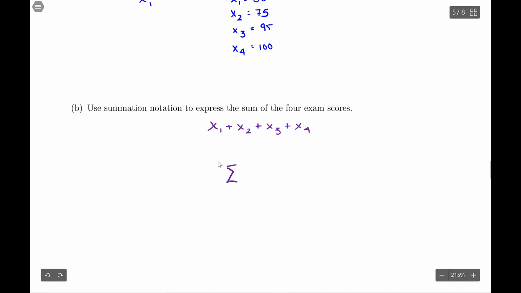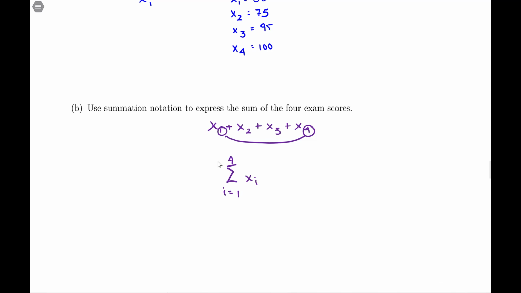So the first thing we start out with is sigma. Our index, our i, starts at 1, and I wrote down 4. It starts at 1, and then it goes to 4. So then our 4 is the maximum value for the summation notation. And then we just simply write out X sub i over here to the right.